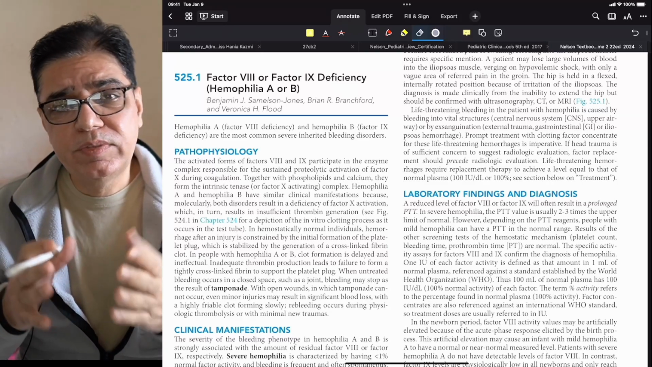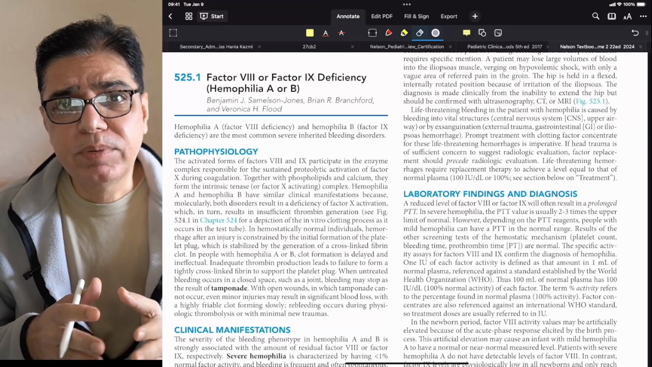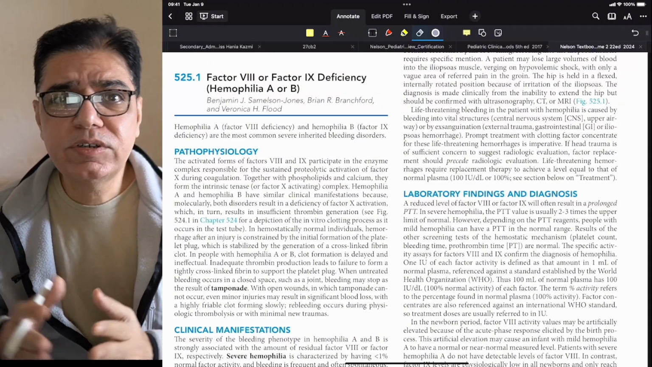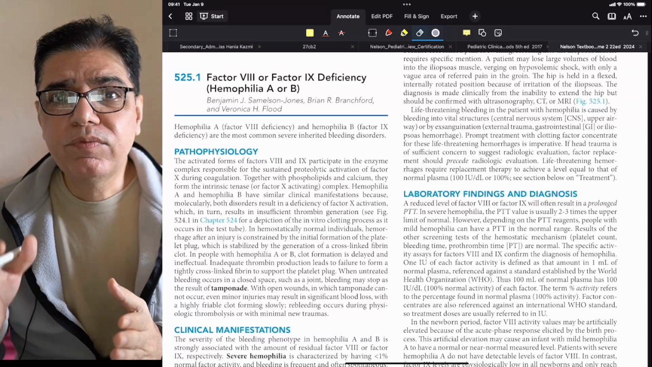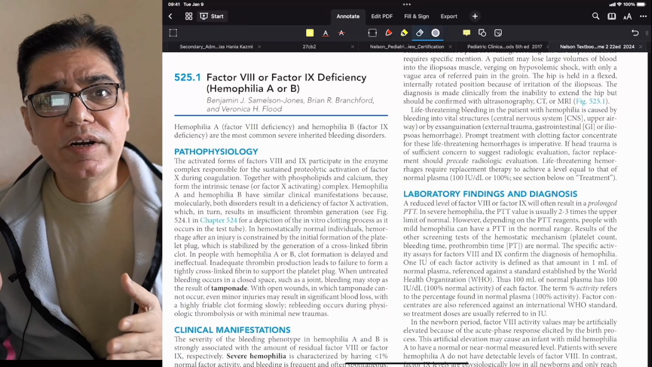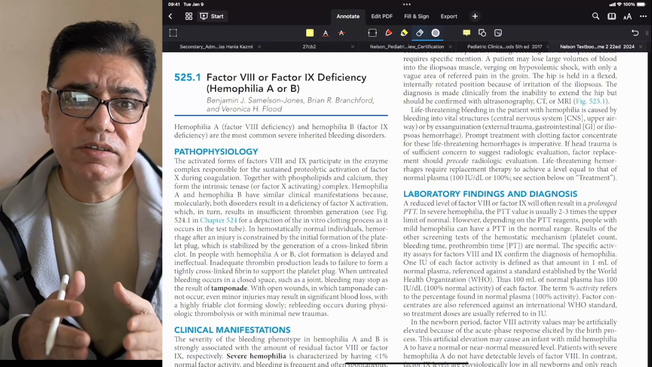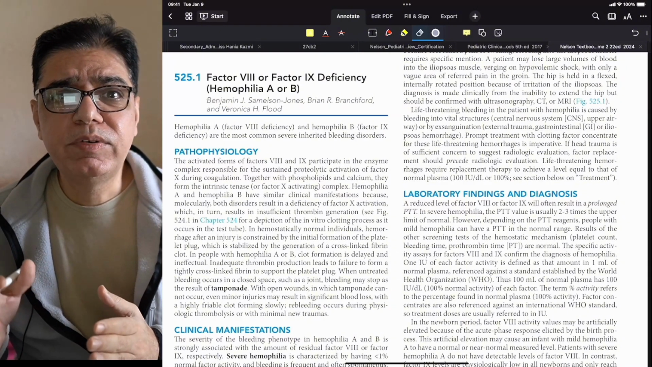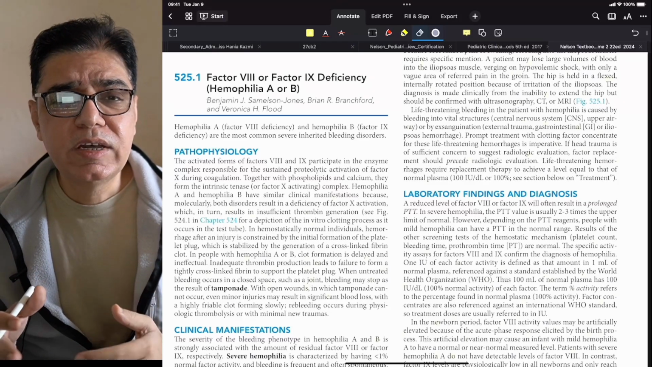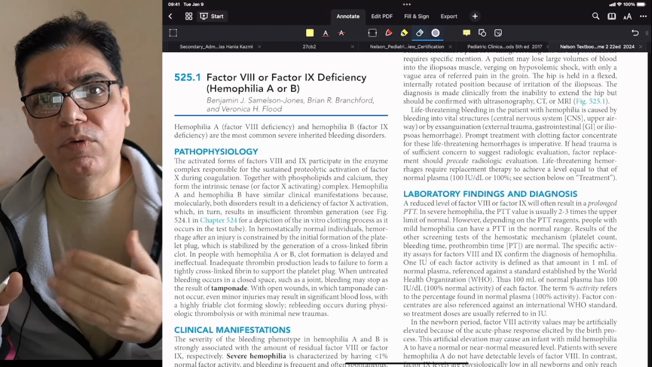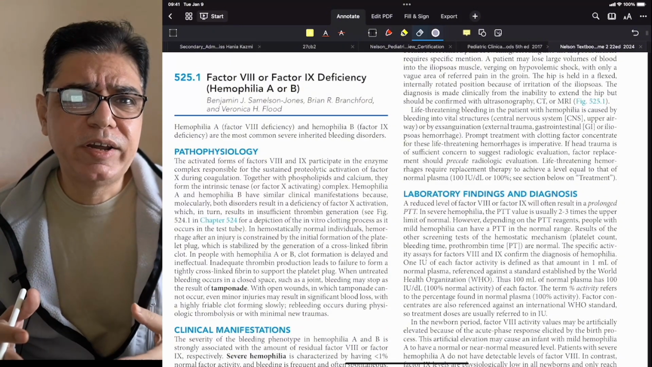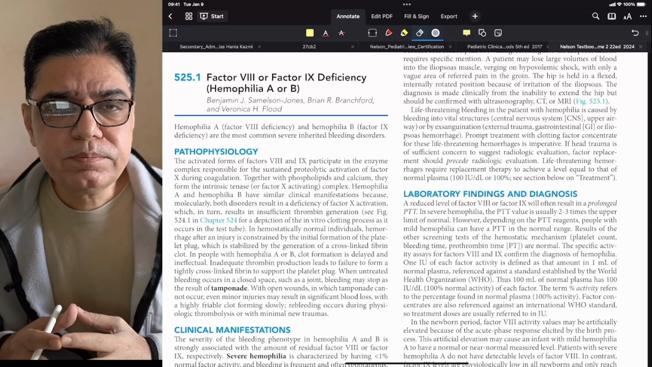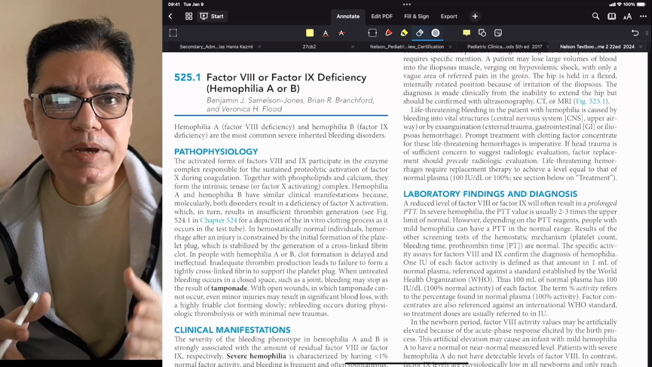If the factor activity is less than 1%, we call it severe hemophilia. If it is between 1 and 5%, we call it moderate. Between 5 and 40%, we call it the mild one. So severe is less than 1%, moderate is between 1 and 5%, and mild is between 5 and 40%. Most of the time the factor activity has to be above 40%, or to make it more simplified, more than 50% for the child to remain asymptomatic. So this is how we classify hemophilia based on the factor activity.